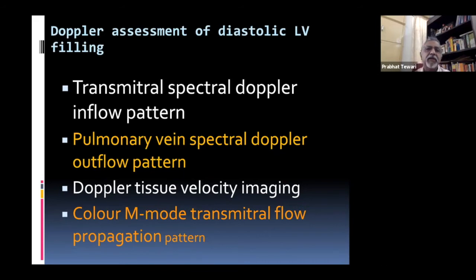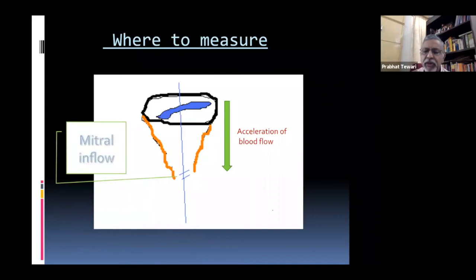And then the transmitral spectral Doppler inflow pattern and the Doppler tissue pattern, when they are summated into Nagueh's formula, actually give you more information. And then there is the color M-mode transmitral flow propagation pattern. Usually we don't use it because there are so many caveats, like where to put the cursor and what slope we are looking at. So quickly we go ahead.